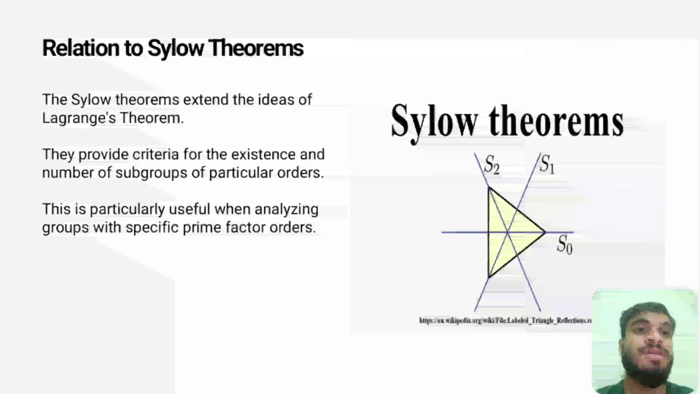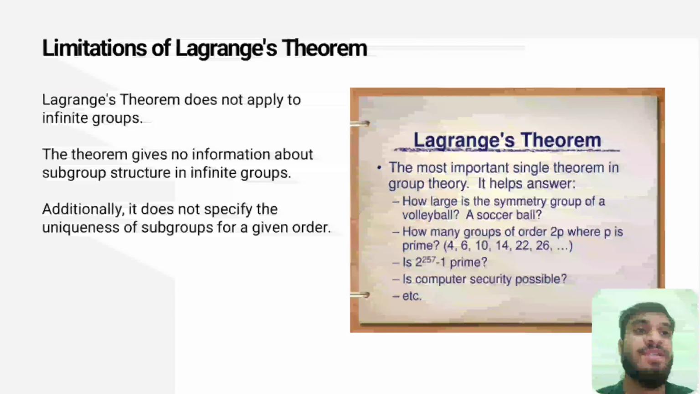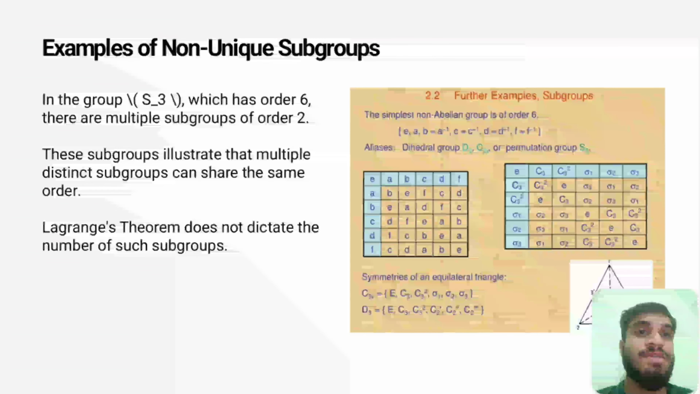Relation to Sylow's theorem: Sylow's theorem extends the ideas of Lagrange's theorem. Limitations of Lagrange's theorem: it does not apply to infinite groups. The theorem gives no information about the subgroup structure in infinite groups. Additionally, it does not specify uniqueness of subgroups for a given order. Example of non-unique subgroups: in a group of order 6, there can be multiple subgroups of order 2. These illustrate that multiple distinct subgroups can share the same order. Lagrange's theorem does not indicate the number of each kind of subgroup.